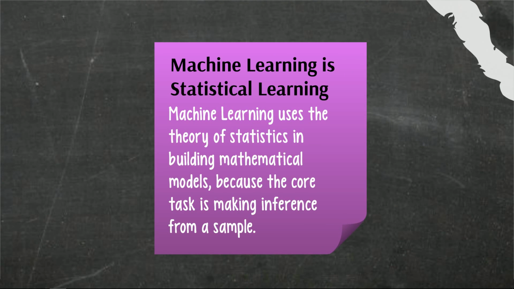So I also want to talk about machine learning as statistical learning. Sometimes these are differentiated, but it's really the same thing. Machine learning is based on the theory of statistics and is built on math, because the core task is making inference from a sample. This is exactly what statistics tries to do when you get into things such as probability theory. So a machine learning algorithm is based on statistical properties, and as a result, it doesn't really understand necessarily what it's doing, but it's going to try to make approximations or generate an output based on statistical probabilities.